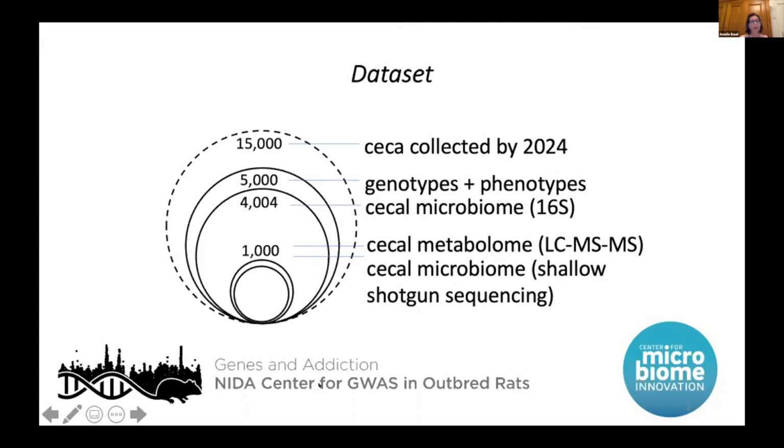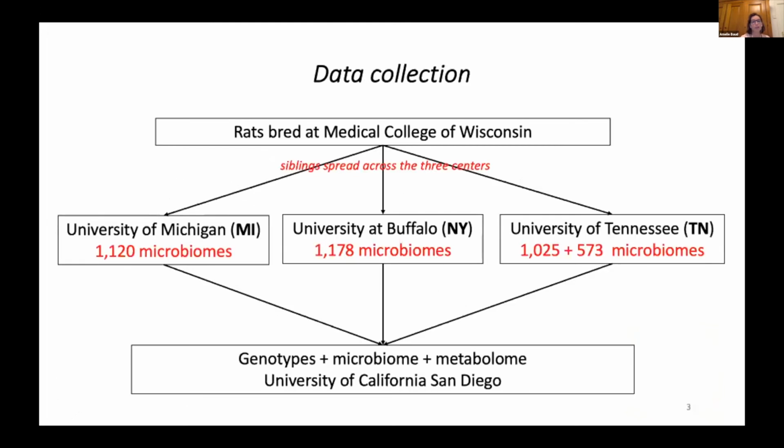And so as I was saying, this is a collaboration with the NIDA Center for GWAS and outbred rats, and also with the Center for Microbiome Innovation, which is based at UCSD. So the data collection was the following. Just a quick reminder, the rats were bred by the amazing Leah Solberg-Woods, originally at Medical College of Wisconsin, and then they were sending siblings to the 3 different centers. Something that is quite important for my studies is that, at least in theory, there should be 1 male, 1 female from each sibship in each of the 3 phenotyping centers, so Michigan, Buffalo, and Tennessee.